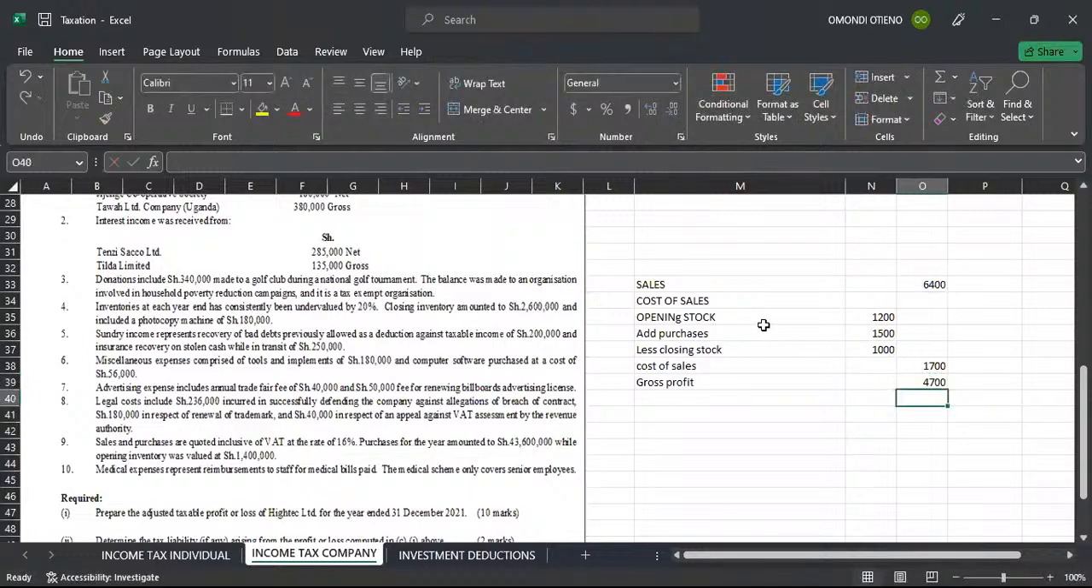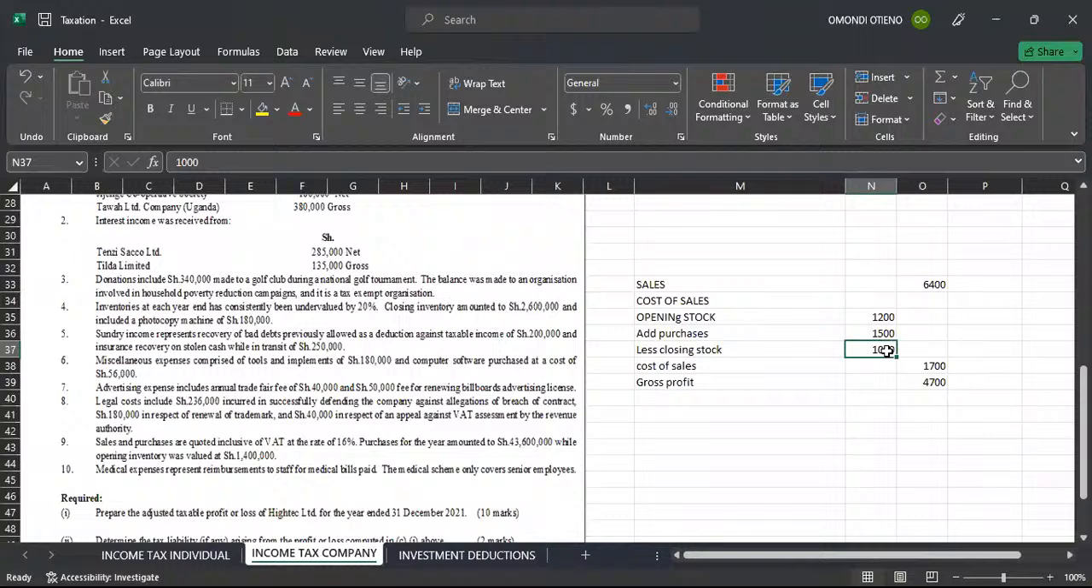So up and down inside our closing stock, ndani ya closing stock tuliambiwa kuna, is it closing stock or closing inventory, and includes a photocopying machine of 180,000. So let's see. This photocopying machine iko ndani ya closing stock. So we want to see how closing stock affects our gross profit. Our closing stock here is 1,000 and we have a photocopying machine of 300. So tukiweka hiyo photocopying machine inside the closing stock, see what we are having as our gross profit.